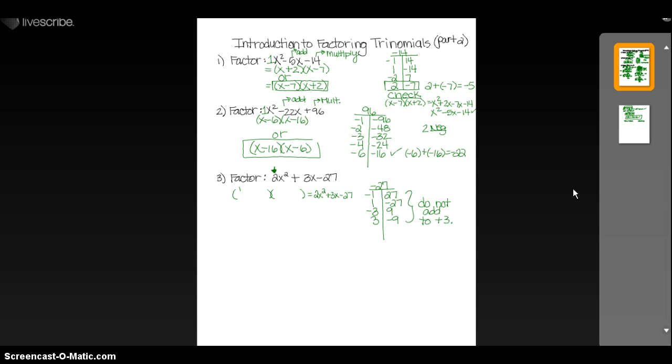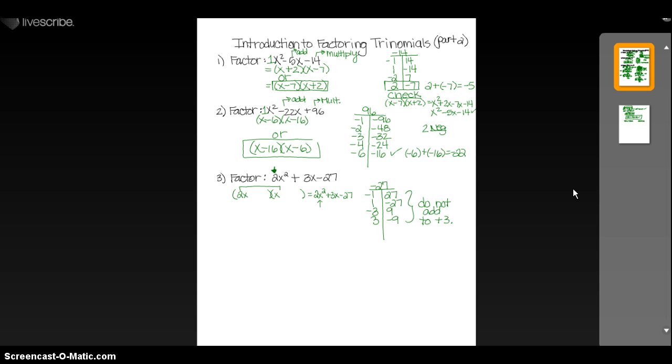So think in terms of FOIL here. These first 2 terms, when I multiply them together, I'm supposed to get 2x squared. Well, instead of x and x like I did on the first 2 examples, now I need 2x and x. 2x times x is what's going to give me 2x squared.